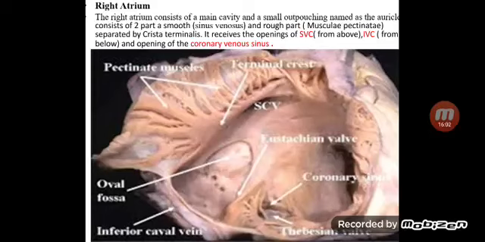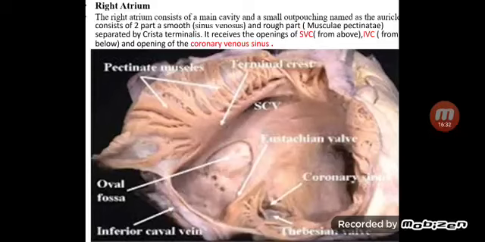So, the coronary venous sinus drains the wall of the heart. Most of the blood of the wall of the heart is drained to the coronary venous sinus, and it opens directly into the right atrium between the inferior vena cava and the atrioventricular orifice. It is guarded by a rudimentary, non-functioning valve.